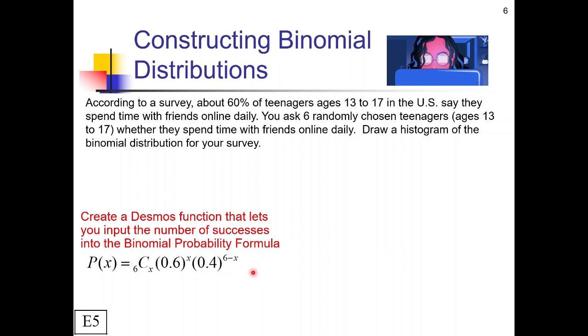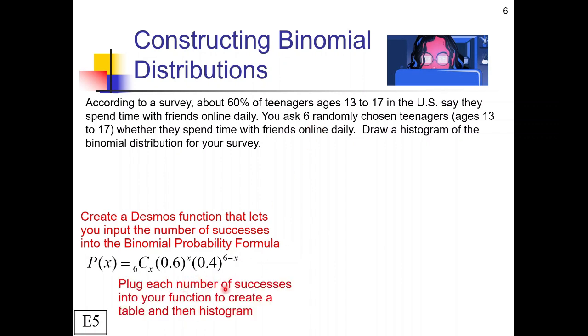All right, so what do we do with this? Well, again, we're just looking for the probabilities if we plug in 0 through 6 for this thing. So just plug each possible number of successes into this function, make a table out of that, and then use your table to make a histogram. Go ahead and give this a shot.